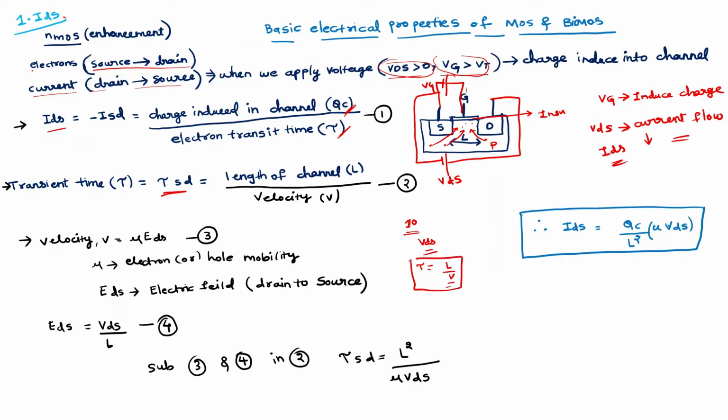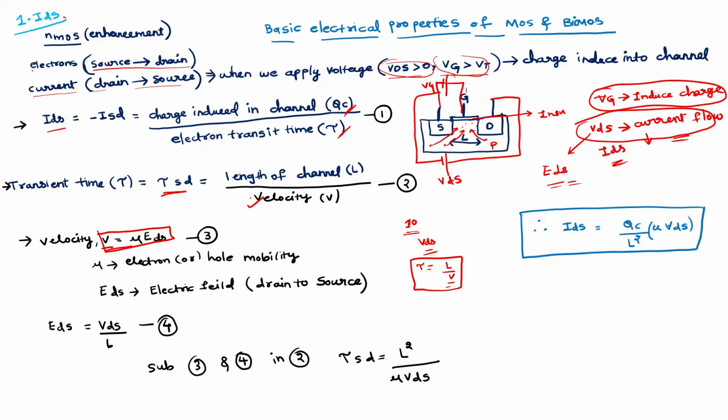So this is the transit time equation, and here the velocity of that particular electron depends upon the electric field that is applied. As I already told, VDS is responsible for current flow, VG is responsible for inducing the charge. So the electric field EDS corresponding to VDS helps in the mobility of the electron. So we will get velocity equal to mu times EDS. This is from the basics of electricity, V equals mu E, and here the electric field E equals EDS. So we got velocity and also length.